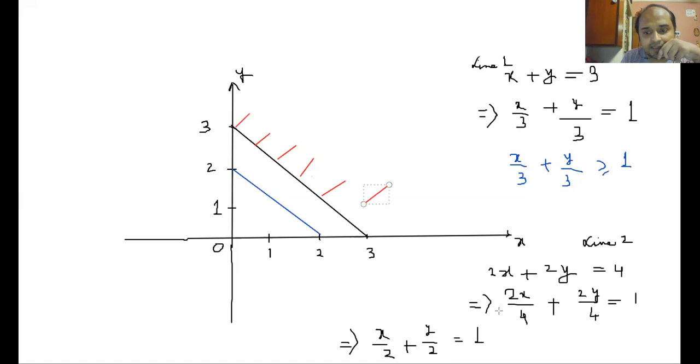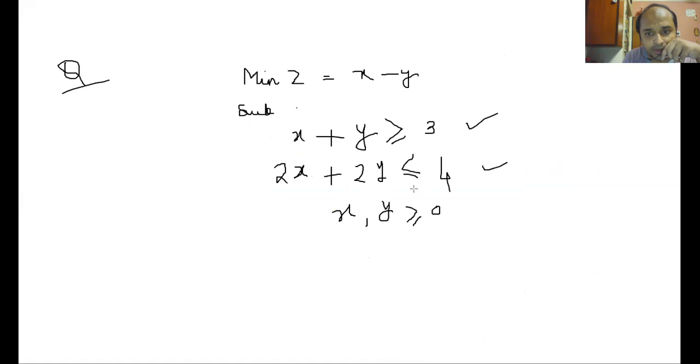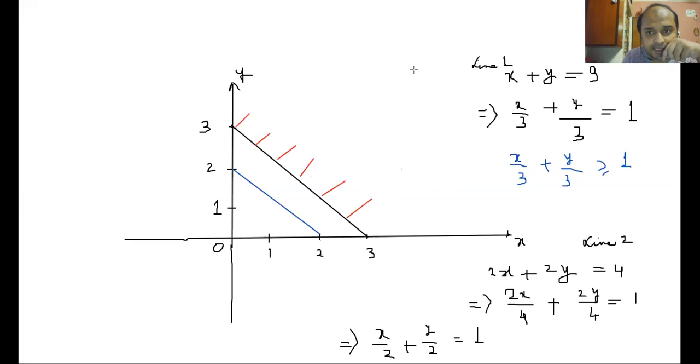And if I consider the second line, what was the actual inequation? The actual inequation was 2x plus 2y less than or equal to 4. So let me write the actual inequation we have got: x by 2 plus y by 2 less than or equal to 1.